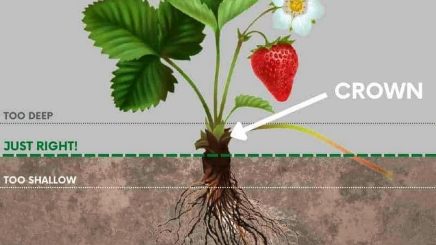Parts of a strawberry plant. One part is the crown. The strawberry plant grows from a dense crown at the base of the soil. The leaves, fruit, runners, and roots all grow from the crown.